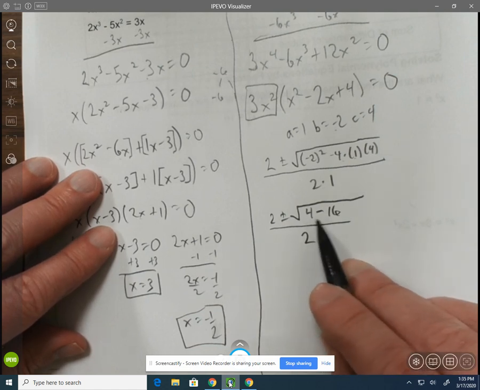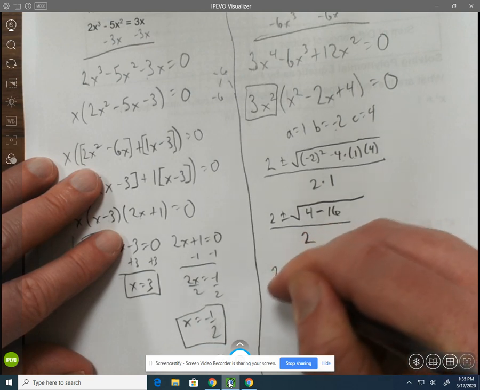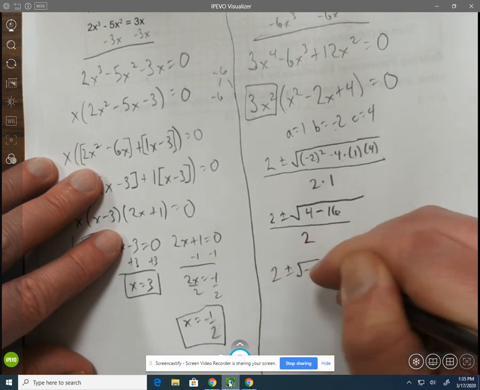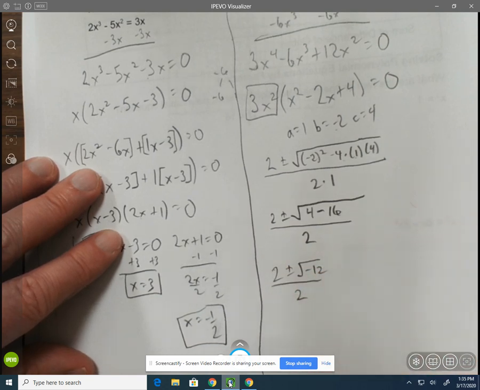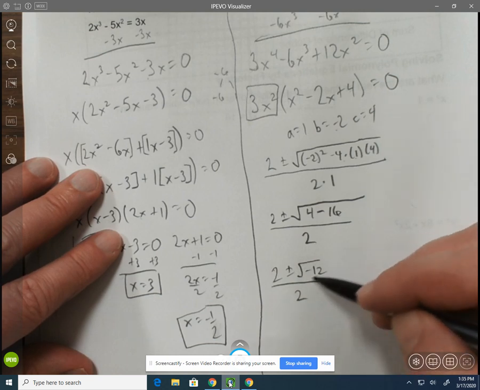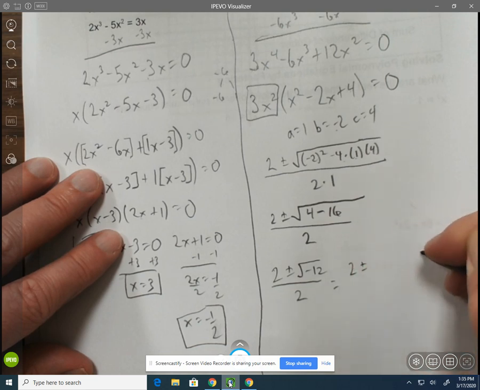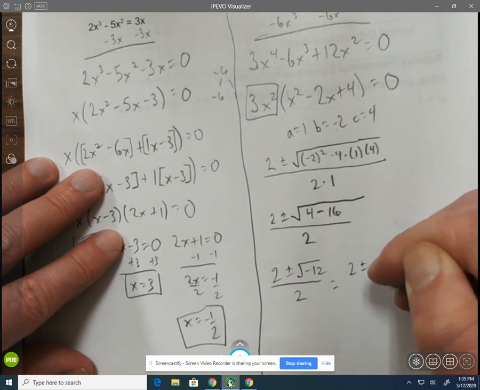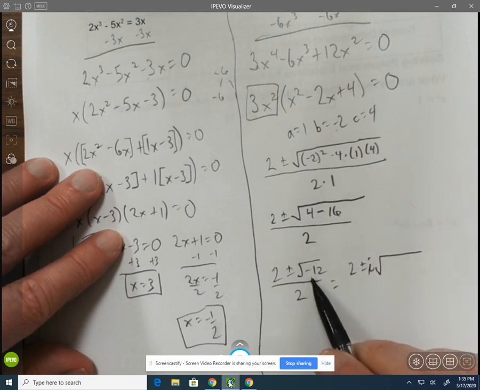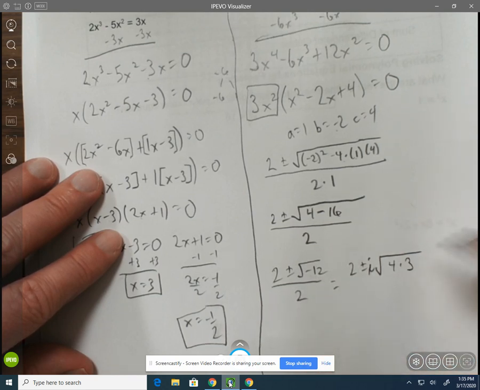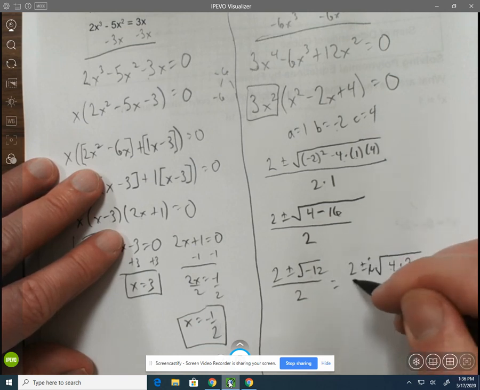And now, still working underneath the square root, 4 minus 16, I get 2 plus or minus the square root of negative 12 over 2. And now I'd like to simplify this. So I'm going to rewrite this as 2 plus or minus. So the first thing I'm going to do is pull out that i. Remember when we talk about the square root of a negative, we know we're talking imaginary numbers. So I can pull out that square root of negative 1. And then 12 is 4 times 3, trying to find factors of 12 that are perfect squares, and 4 kind of fits that bill there.